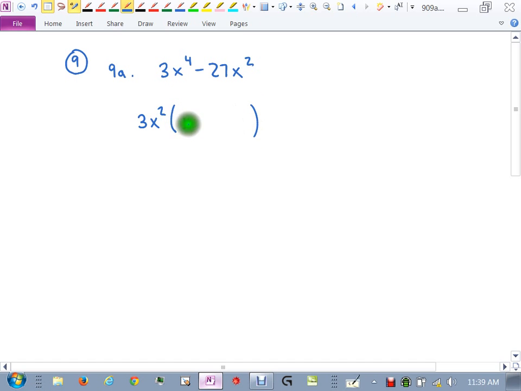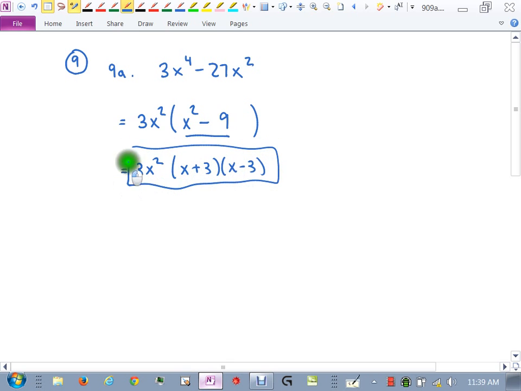That'll leave me with an x squared, and then minus, let's see, 3 times 9 is 27. I already have x squared, so that's it. But then I need to notice that inside the parentheses, this is actually a difference of 2 squares. So I can rewrite that as (x plus 3) times (x minus 3). I'm done.